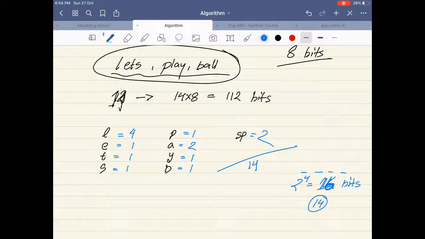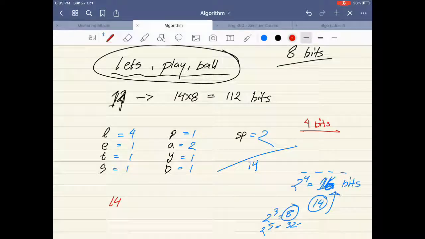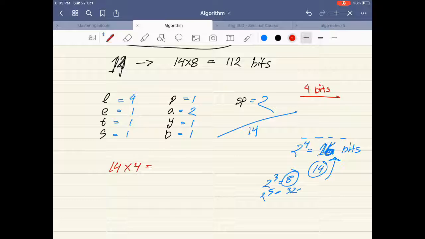So we don't have anything less than this, so 2 to the power 3 would be 8, and 2 to the power 5 would be 32, so that would be too big and this is too small. So this is like the perfect amount. So we finally figure out that we need 4 bits to represent all these characters. Okay, so we have 14 characters and we use 4 bits to represent each. That would be 56 bits, right? Which is much less than this, right? This is nearly half of 112 bits.